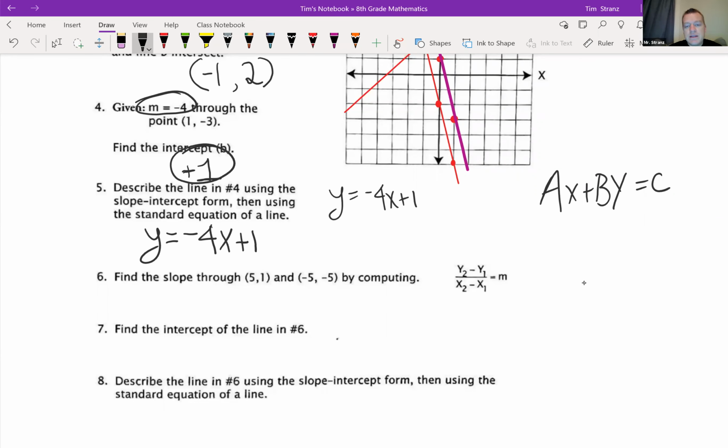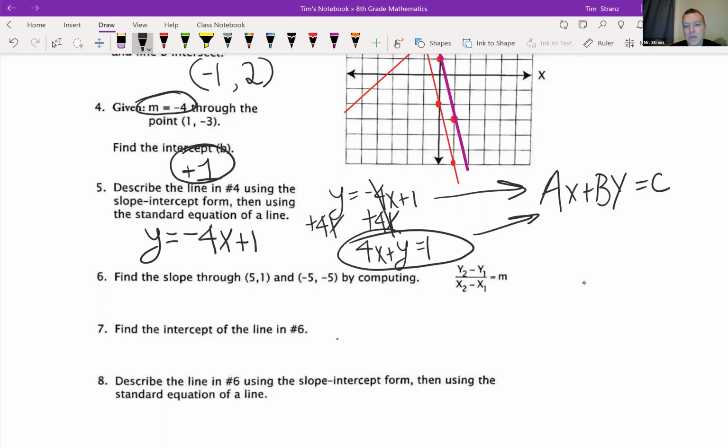Okay, to make this standard, looking over here, I need to get the x on the other side. So I'm going to add 4x to this side. Those cancel out. I'm going to add 4x over here. So now what I have is 4x plus a positive y equals 1. And that is now in standard form. My ax is positive, so that's okay. I have no fractions. And it's in the same form as this now. Ax plus by equals c.